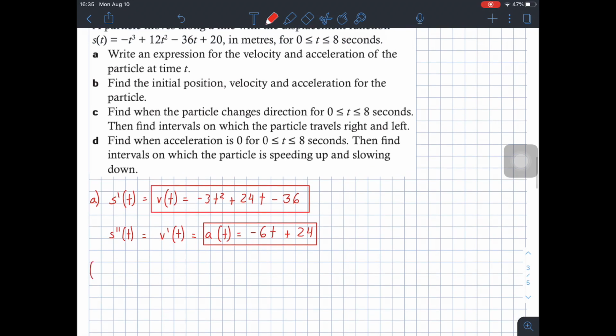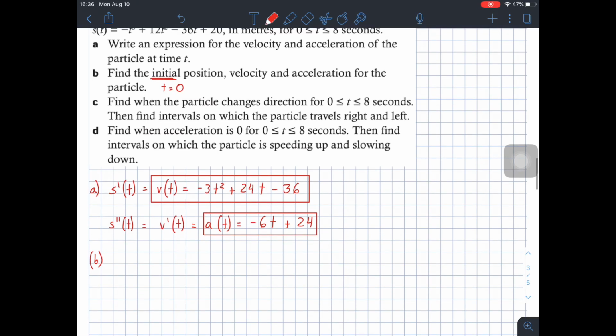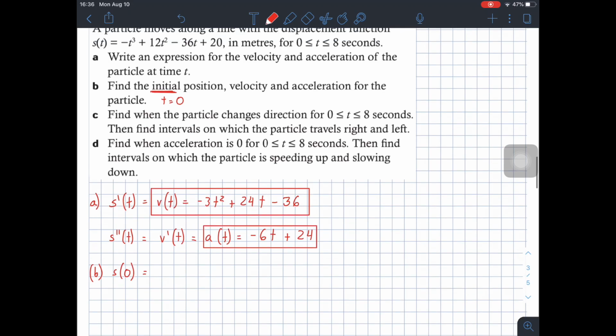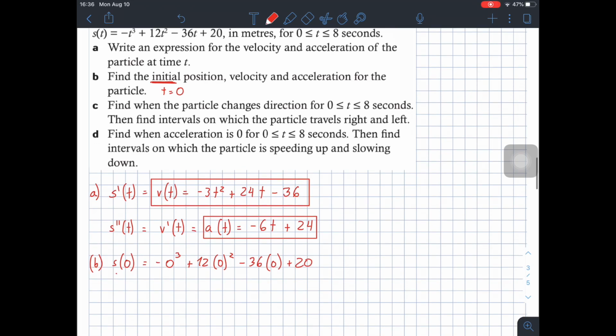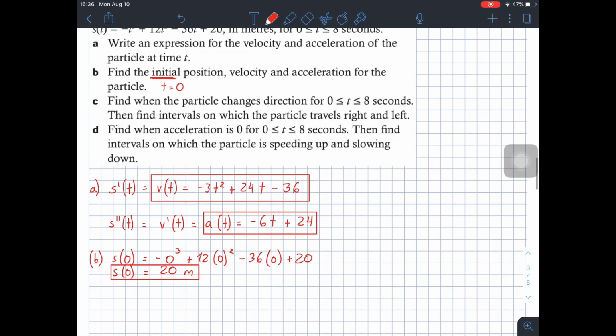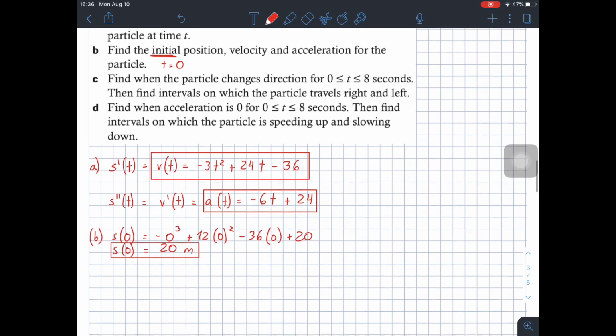Let's go to part B, where it says find the initial position, velocity, and acceleration for the particle. The word initial implies time equals 0. So up to here, it's easy. We need to find s of 0, the initial position, which in this case would be negative 0 cubed plus 12 times 0 squared minus 36 times 0 plus 20. This gives us that the initial position of the particle is 20 meters. That means that the particle is to the right of the origin at the beginning of its motion.